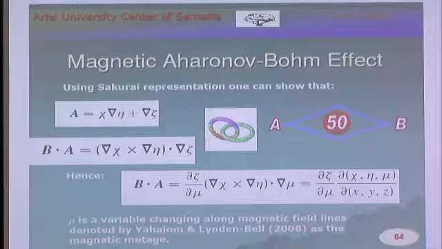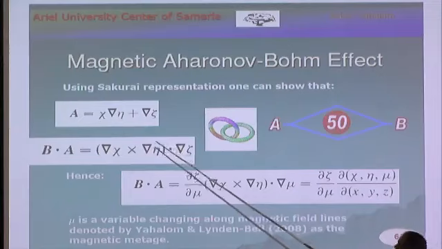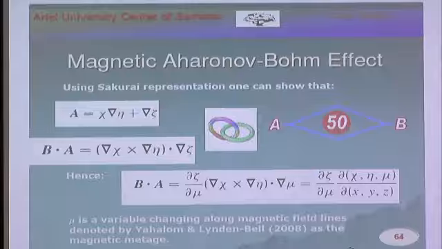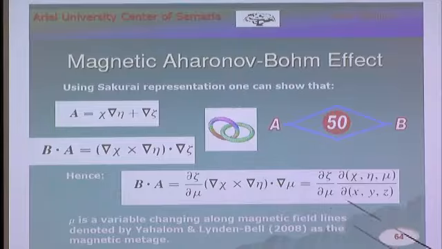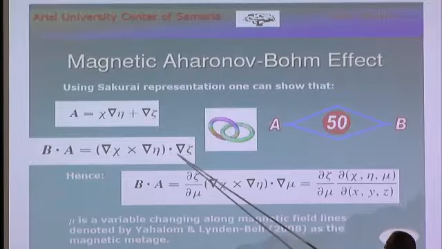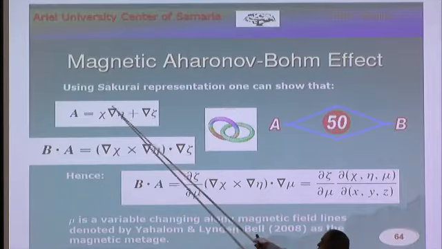Now, let us look at the vector potential in terms of the functions we introduced before, I mean, the Sakurai representation and chi and eta. In this case, A is just given as chi grad eta plus grad zeta. And if I dot B with A, I get this expression over here because this term falls out.